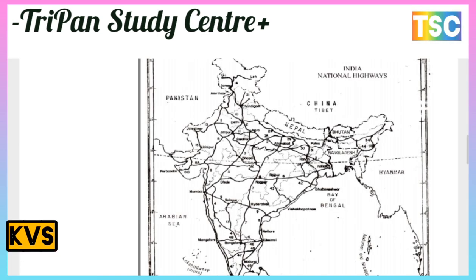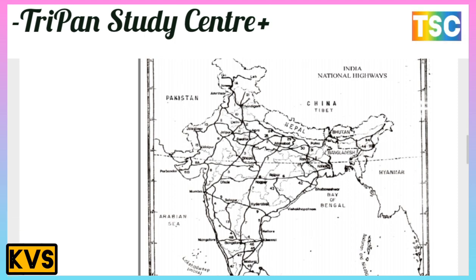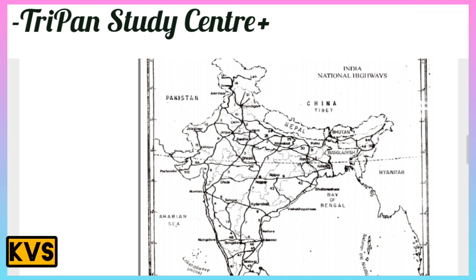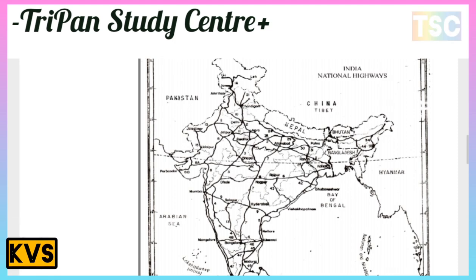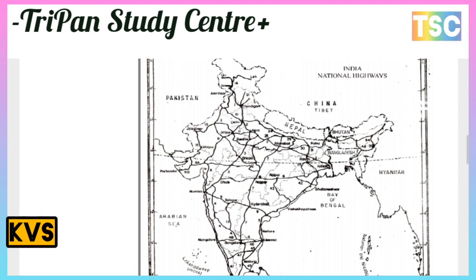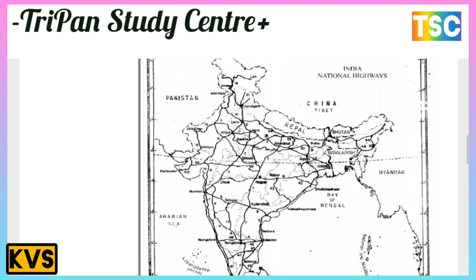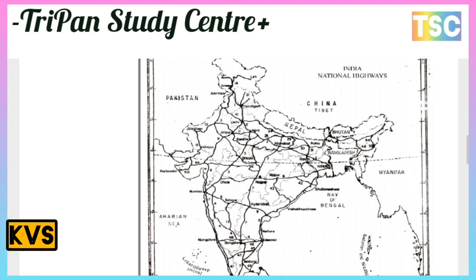This is an important map of the Indian national highways, shown on your screen. National highways are spread across all of India, with the maximum on the northern side, and the south side also has them.